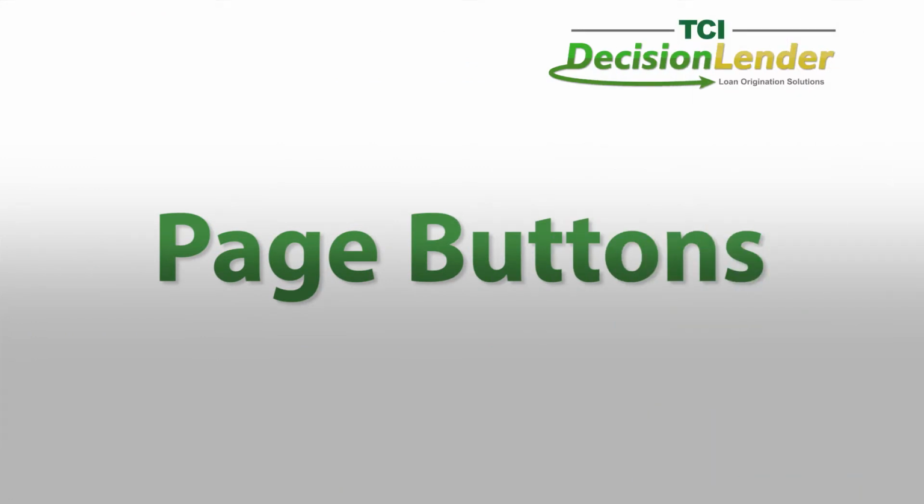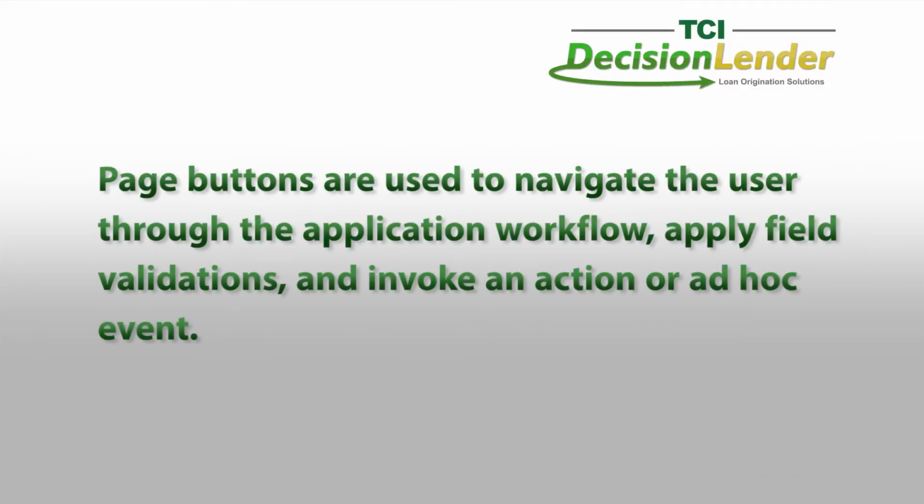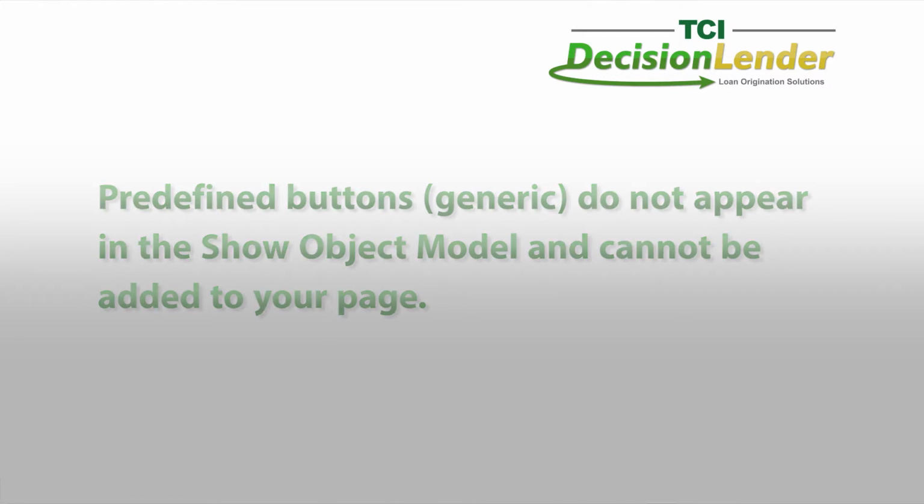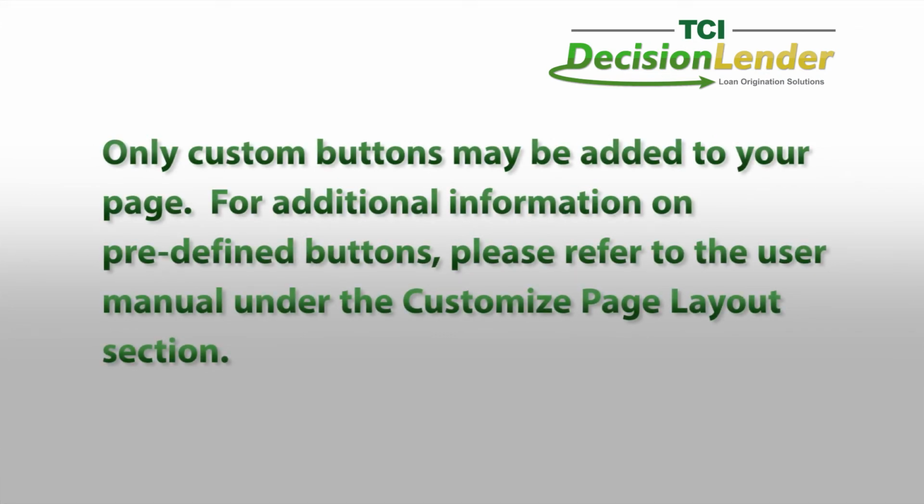Page buttons. Page buttons are used to navigate the user through the application workflow, apply field validations, and invoke an action or ad hoc event. Predefined buttons, generic, do not appear in the Show Object Model and cannot be added to your page. Only custom buttons may be added to your page. For additional information on predefined buttons, please refer to the user manual under the Customize Page Layout section.